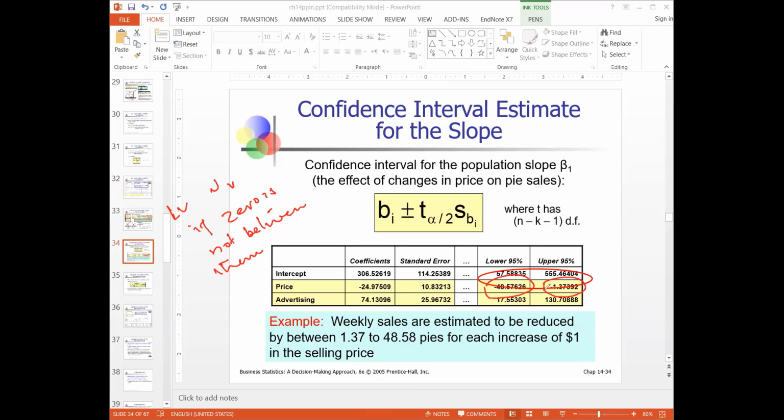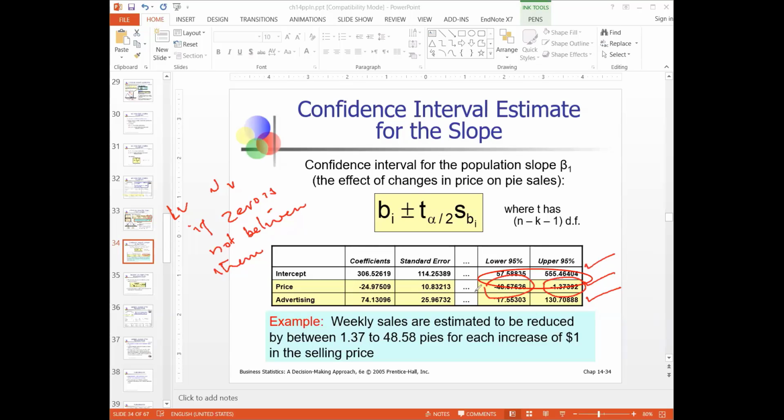Here it is minus 14 and minus 1.3. So 0 is not between them, so it is significant. Then 17 and 130, 0 is not between them, so it is significant. 57 and 555, 0 is not between them, significant. So we have studied the third method. If you have the t-value, you can compare it using the critical value or table value. If you have the p-value, you can compare it with 0.05. But if you have the lower and upper limit, you can see if 0 is in between. If it is not, then it is significant.